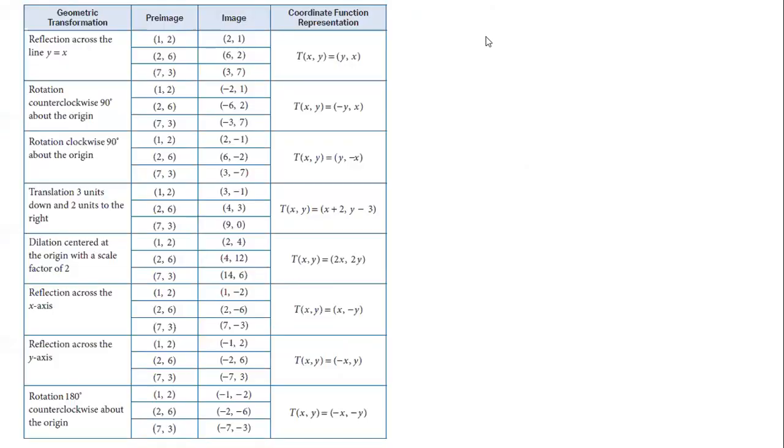All right, so now that we've completed our rules, you can look up here and check yourself and see how you did following the coordinate functions and creating the images. And hopefully you feel good about it. Tomorrow we'll be doing part 2 and part 3.